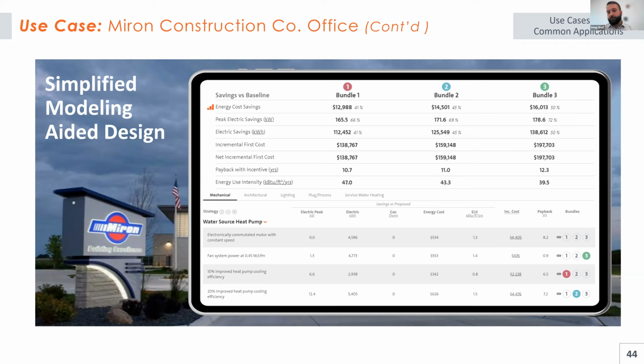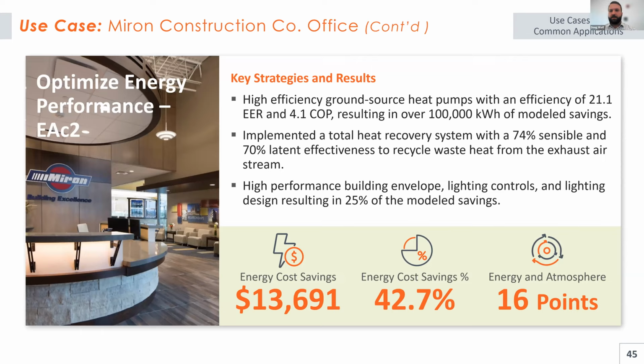project. And at the end of the day, their design included equipment such as ground coupled heat pumps, airside heat recovery, high performance envelope and lighting. They achieved over $13,000 in energy cost savings, which is about 42-43% of their total estimated energy use.